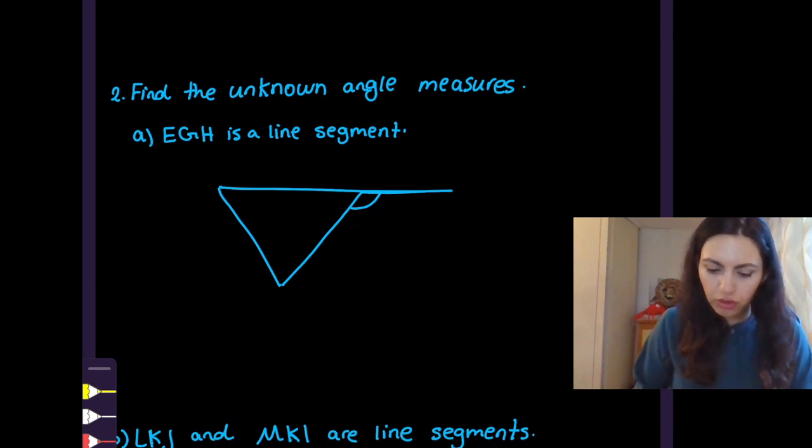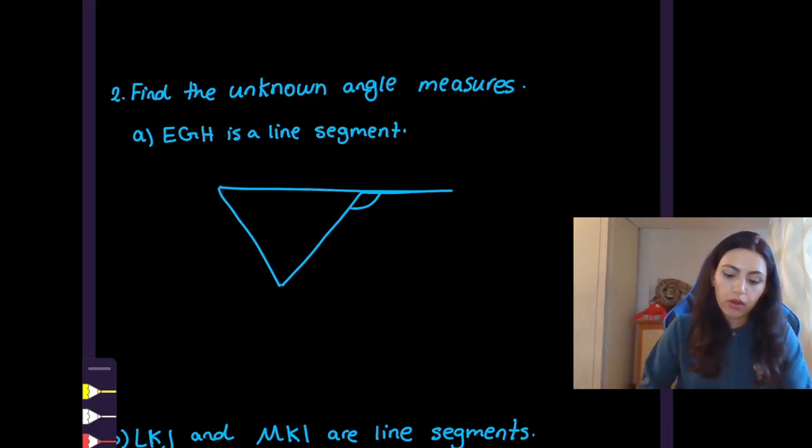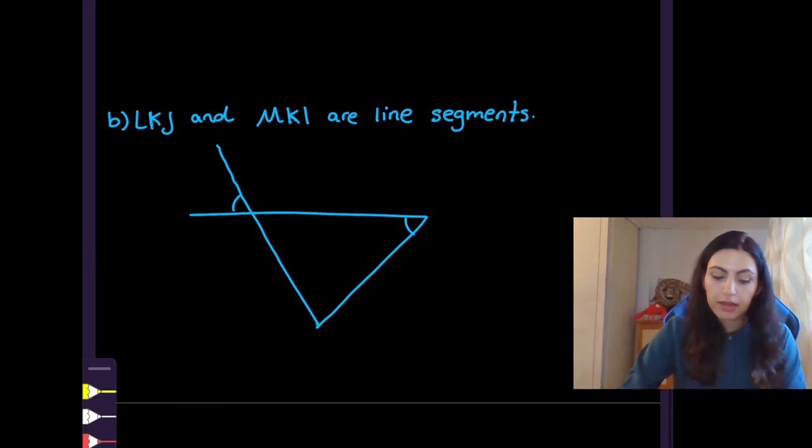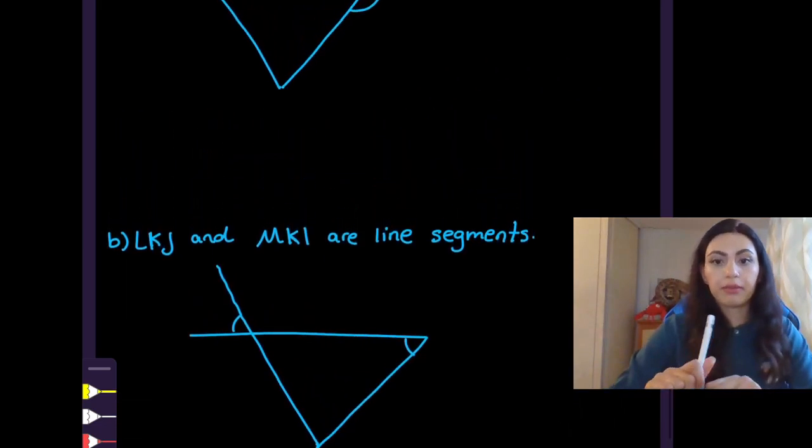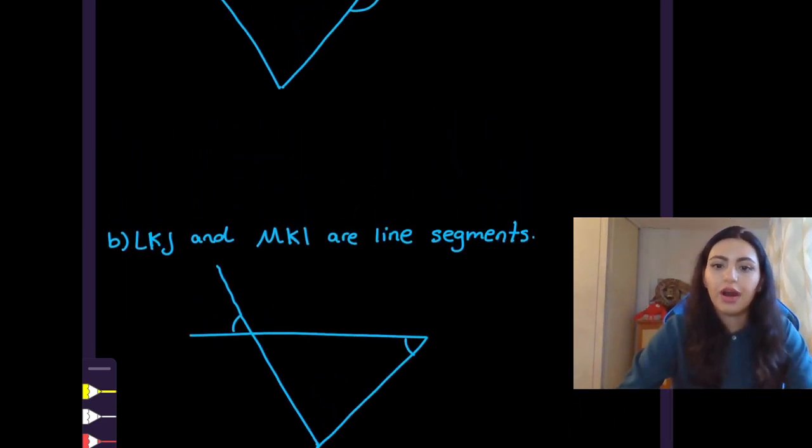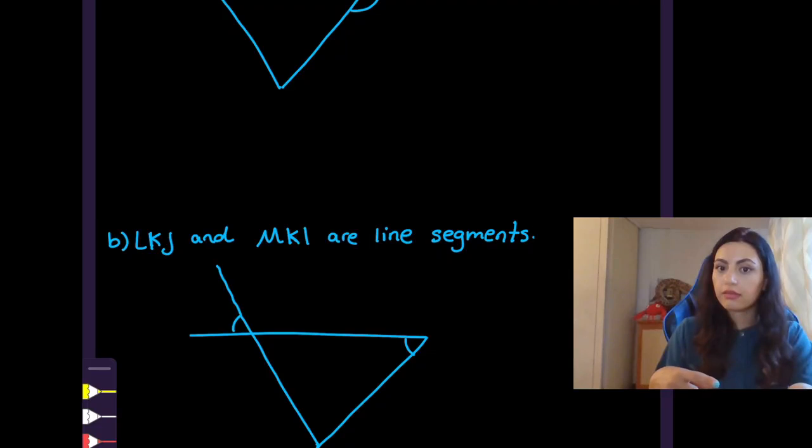Find number 2, find the unknown angle measures. Same idea. So I want you to do number 1 and number 2, and in my next video I'm coming back to solve all these practice questions. So I give you some time right now. Go do them in your book, and then I'm going to come back with the next video solving all the problems for you. Okay, good luck. See you soon.